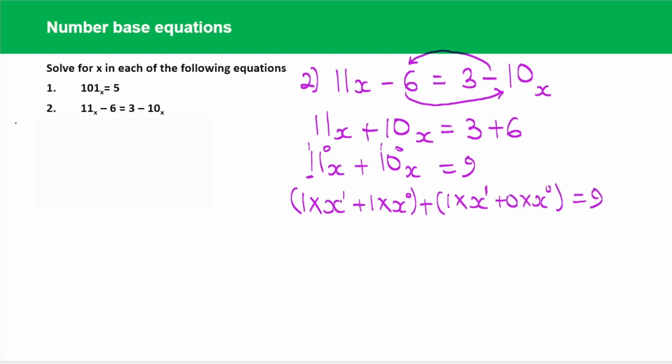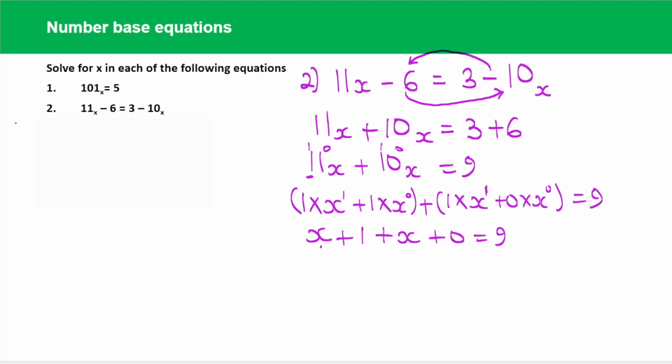x to the power of 1 is x, x times 1 will give us x, plus x to the power of 0 is 1, 1 times 1 will give us 1, plus x to the power of 1, that's x, x times 1 will give us x, plus x to the power of 0, that's 1, 1 times 0 will give us 0, equals 9.